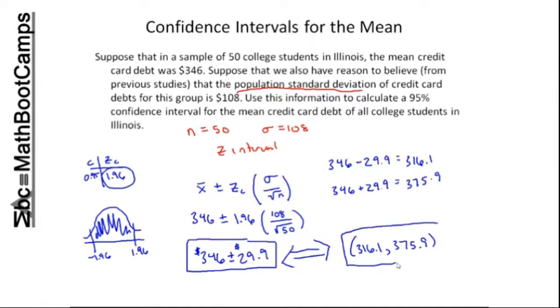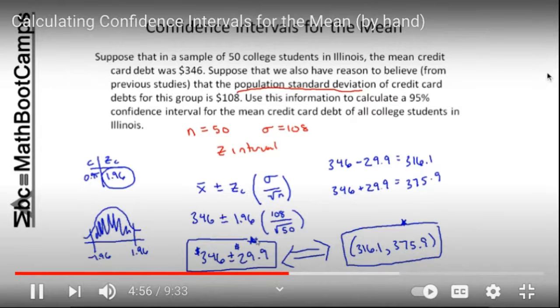A lot of times in textbooks and calculators, they'll come out this way. And a lot of times in reports and in the news, they'll come out this way, and they might not even mention a confidence level. So remember what you're saying with these: you're 95% confident that the true mean credit card debt for all college students in Illinois is somewhere between these two values, about $316 and $376. You're no longer talking about the sample, you're talking about the population, and there are a lot of other things to consider when interpreting these. That's something you really want to study.